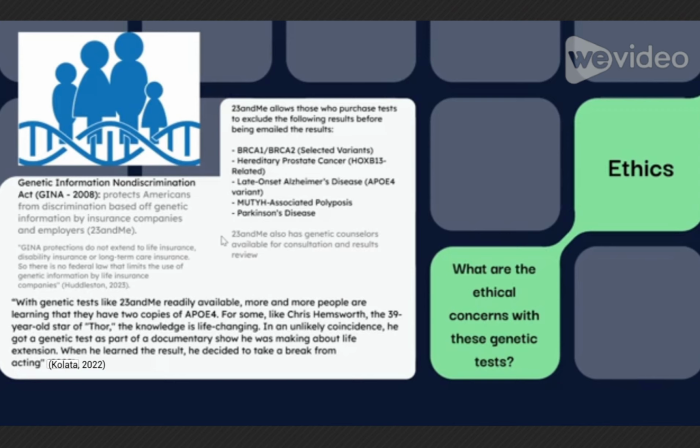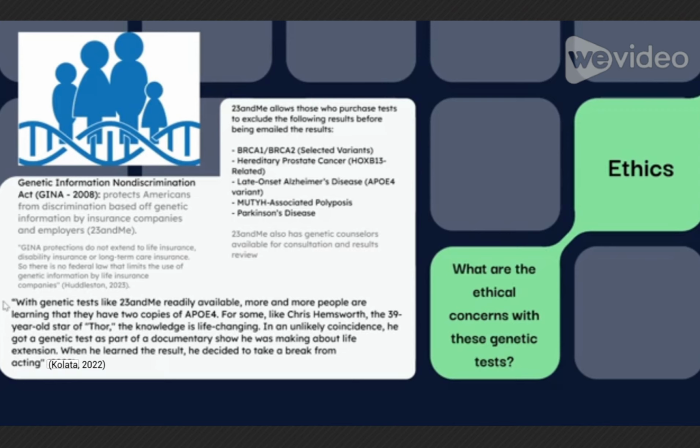23andMe also warns that receiving information about genetic risks can affect one's ability to obtain some types of insurances. The 2008 Genetic Information Non-Discrimination Act, or GINA, protects Americans from discrimination based on genetic information by insurance companies and employers. However, according to Forbes Advisor, GINA protections do not extend to life insurance, disability insurance, or long-term care insurance. So there is no federal law that limits the use of genetic information by life insurance companies. Whether the ethical concerns stem from insurance policies or the availability of genetic testing is still an ongoing debate today.